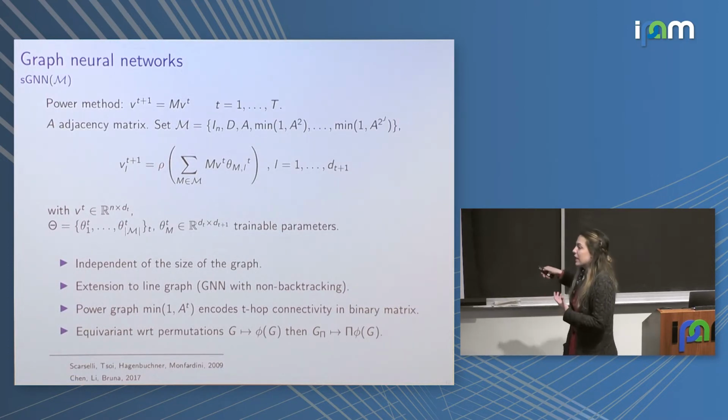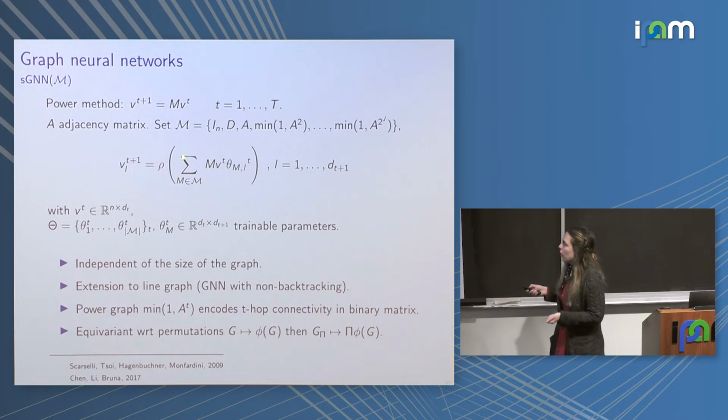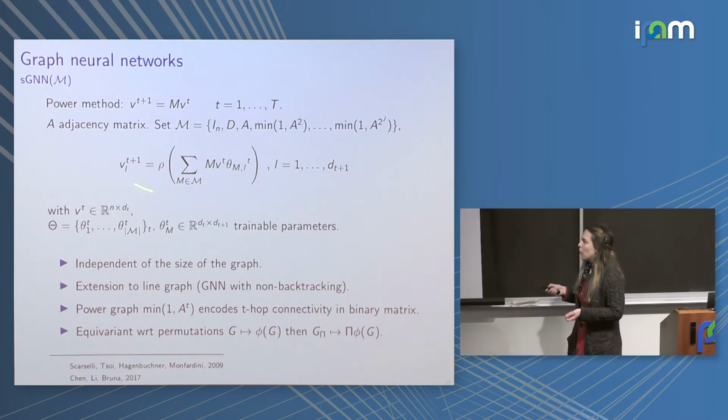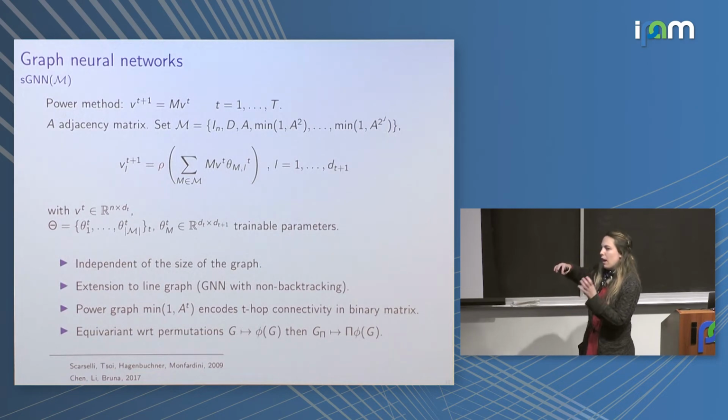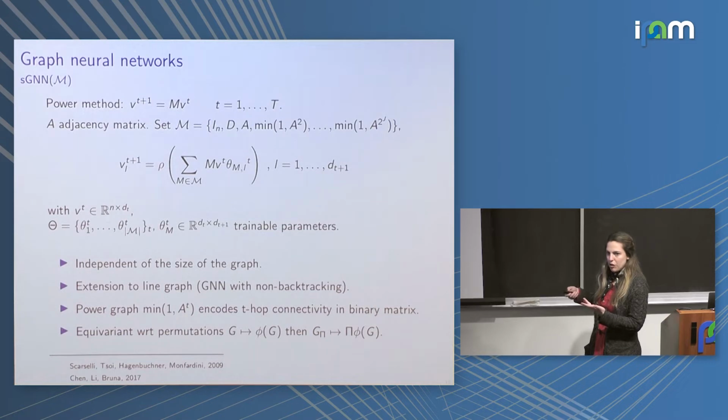And something else that is useful for these models is that this model is equivariant with respect to permutations. So if I take a permutation on the labels of my graph, then this permutation will happen here, and then my output will have the same relevant permutation. So then it would be equivariant.